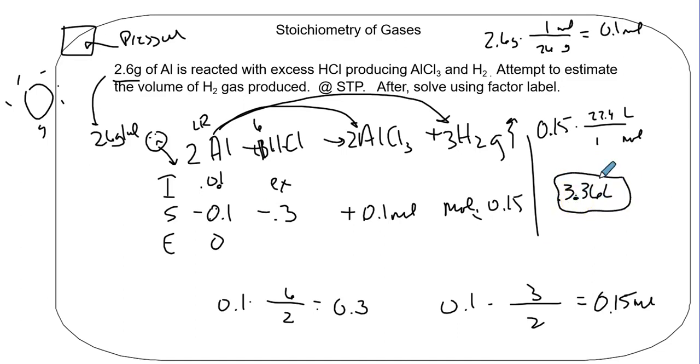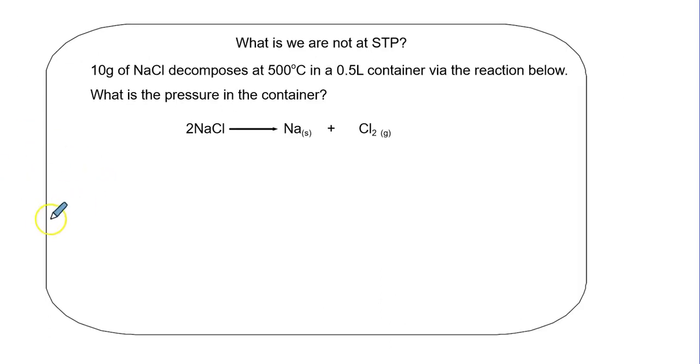All right. And there we go. We have a pretty good little stoich problem involving gases and pressures. All right, another one here. 10 grams of NaCl decomposes at 500 degrees Celsius at 0.5 in the container.